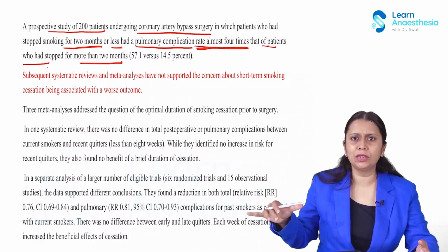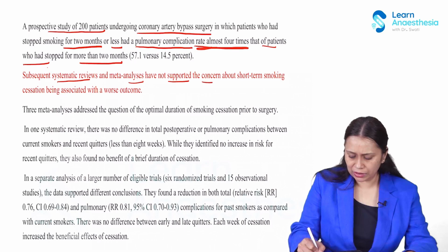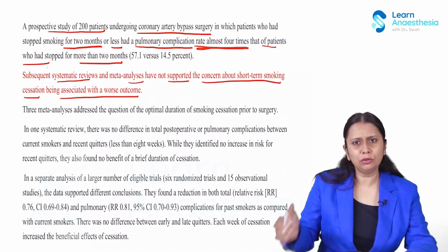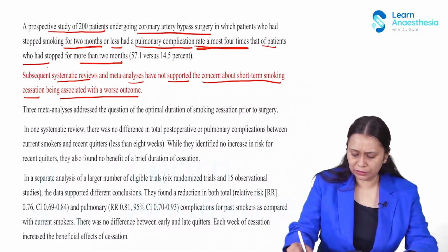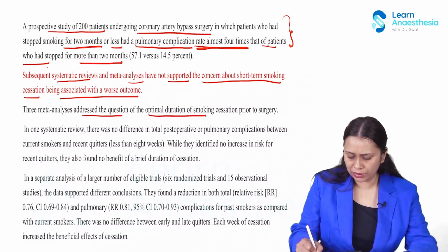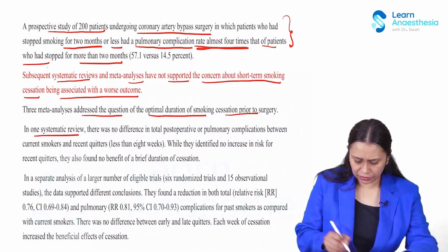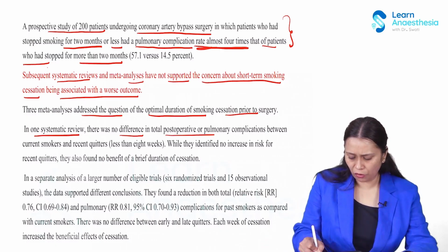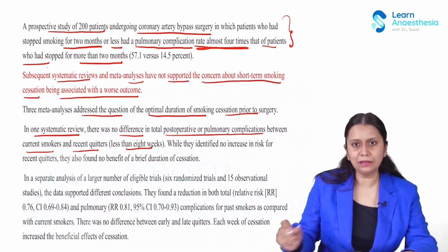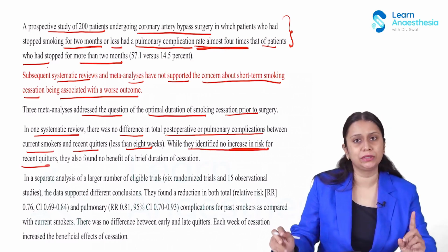So a lot of trials were done subsequently. A subsequent systematic review and meta-analysis has not supported the concern about short-term smoking cessation being associated with worse outcome. Some of the recent trials have not supported this study. Now, 3 meta-analyses address the question of optimal duration of smoking cessation, 3 very well conducted studies. In one systematic review, there was no difference in total post-operative or pulmonary complication between current smokers and recent quitters, that is for less than 8 weeks, and they identified no increase in risk for the recent quitters as well.